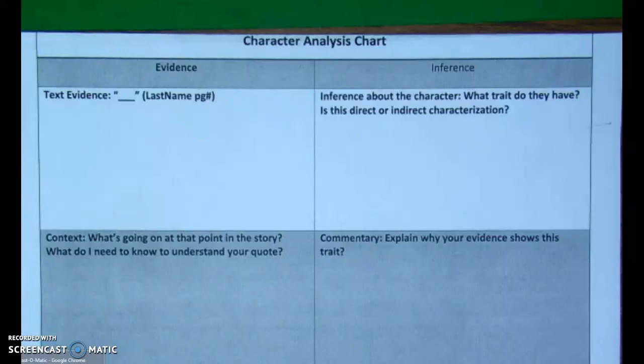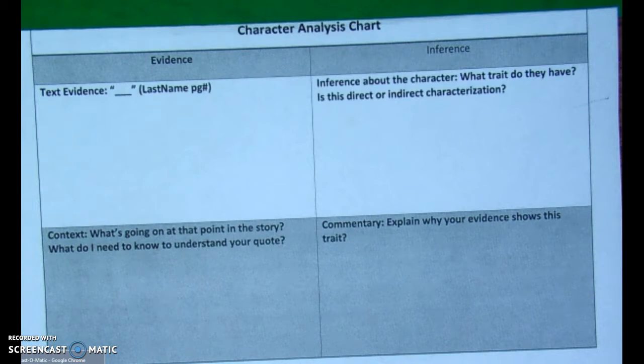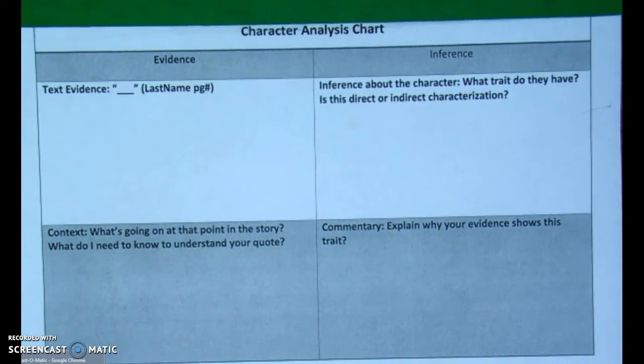Alright, 8th graders, so today's lesson is going to be about character analysis. We're not only going to talk about character traits, but we're also talking about how these character traits influence things like the conflict and the resolution.